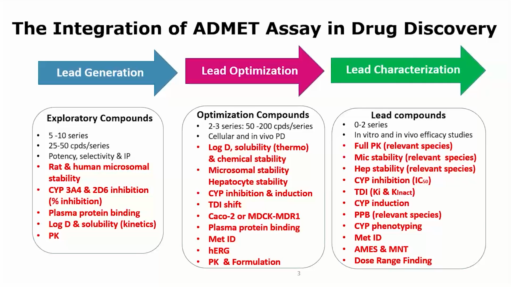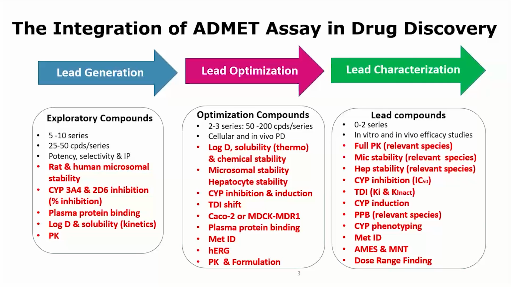We have different stages in terms of the compounds. For example, lead generation, lead optimization, lead characterization. At the lead generation stage, usually you have a lot of series of compounds. In each series, you have 25 to 50 compounds. And for the biochemical and the cell-based assays, you usually look at the potency against your target.